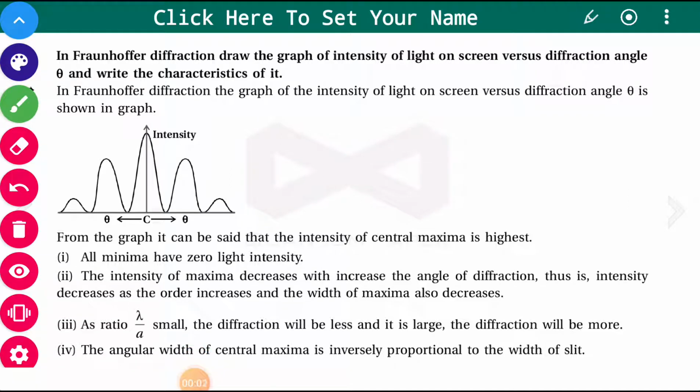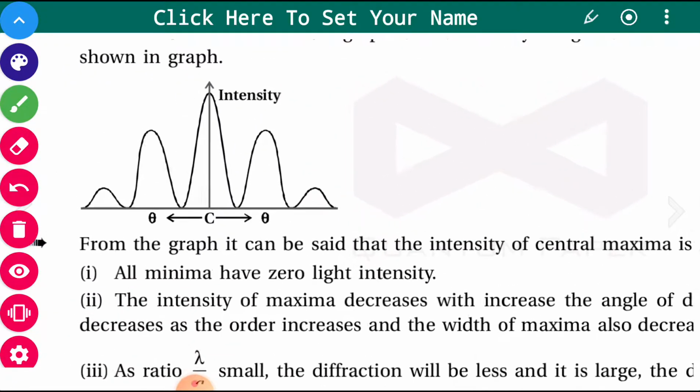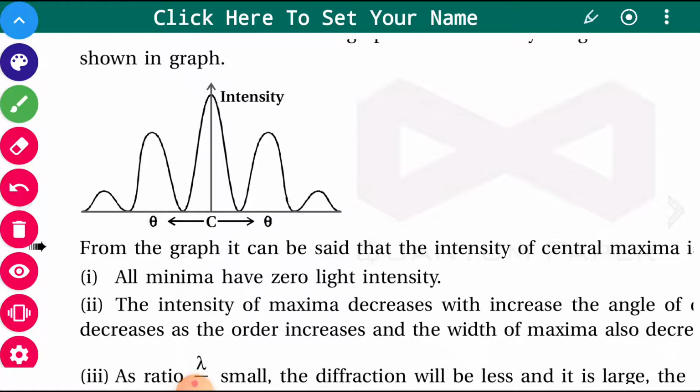Today we shall discuss the graph of the diffraction in the Fraunhofer diffraction pattern. In Fraunhofer diffraction, draw the graph of intensity of light on screen versus diffraction angle and write the characteristics of this graph. Now see, the central maximum has maximum intensity. In Fraunhofer diffraction, the graph of intensity of light on screen versus diffraction angle is given here in this particular figure. Now see, all minima have zero light intensity.